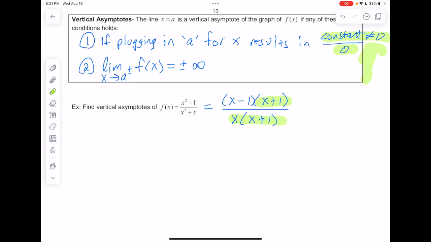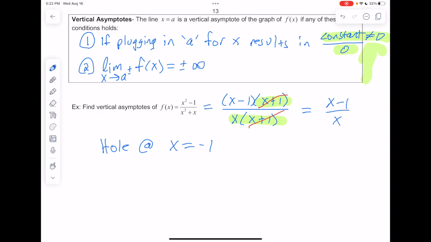In fact, if you think about reducing this, you could cancel off that. Let's do that in a different color. So you could cancel off that x plus 1. And if you did that, you'd just be left with x minus 1 over x. And we saw this before when we were looking at evaluating limits. If there's a factor that you can remove where the top and bottom are 0, that's a hole. So this function has a hole at x equals negative 1, not a vertical asymptote.